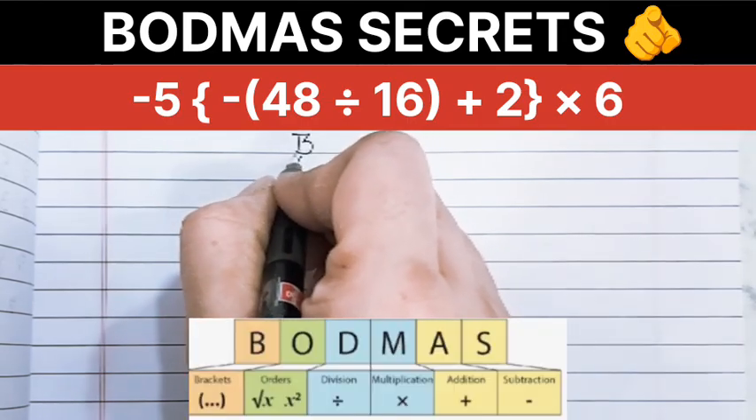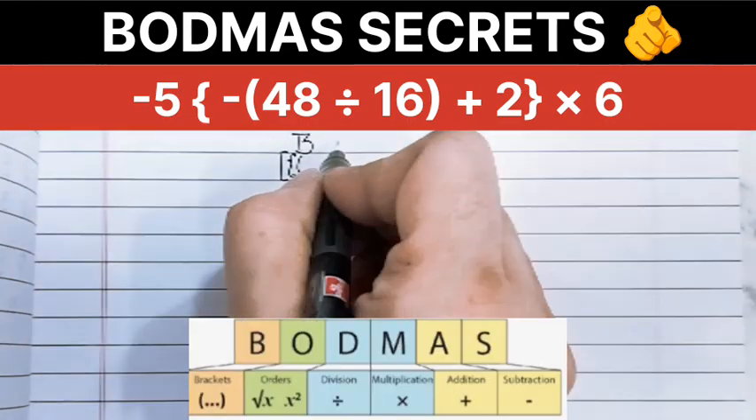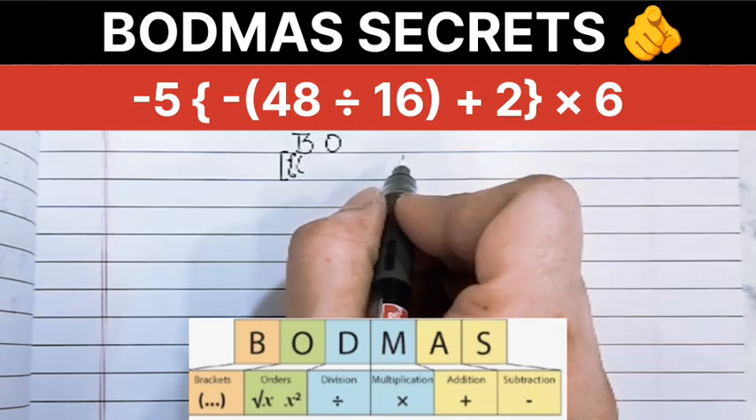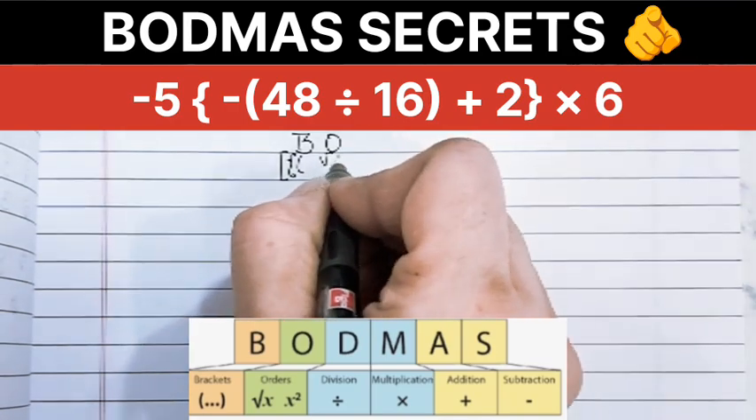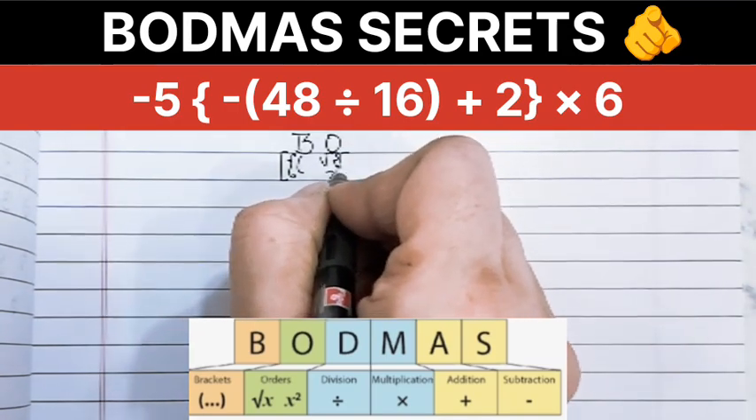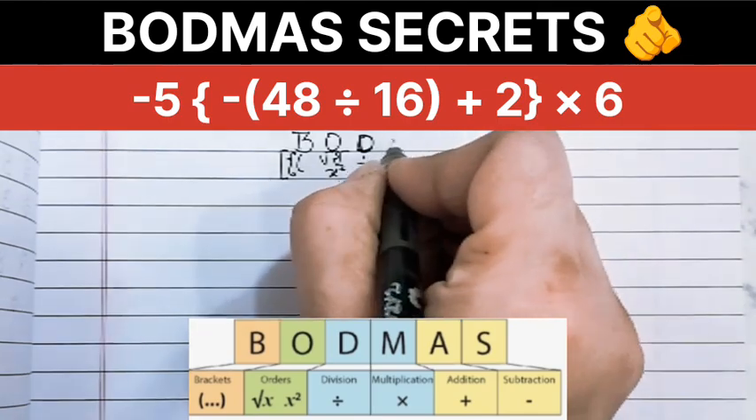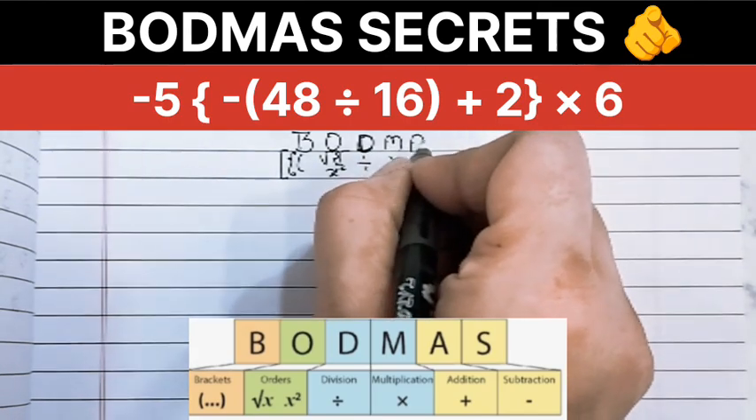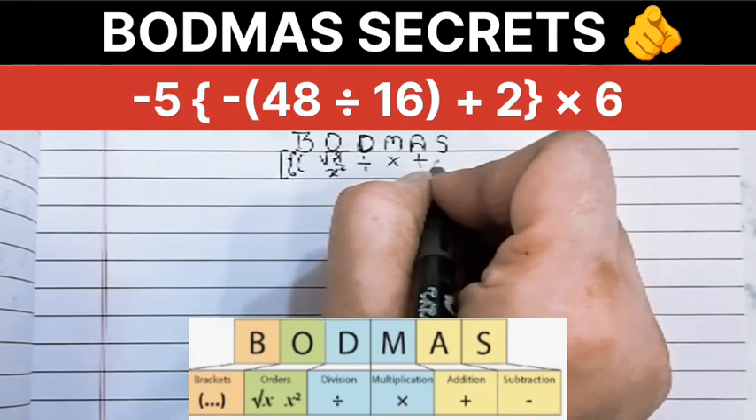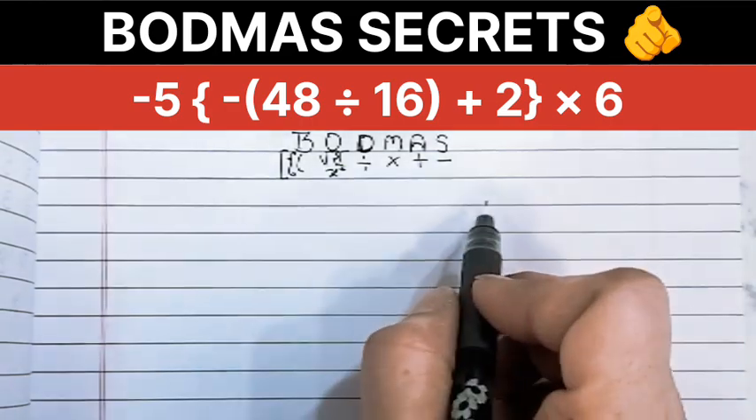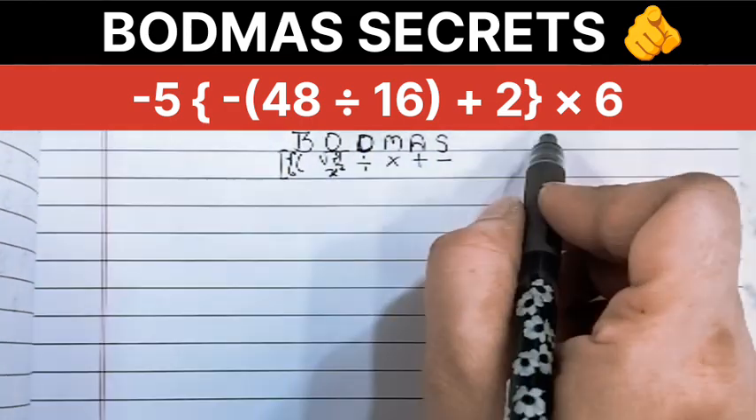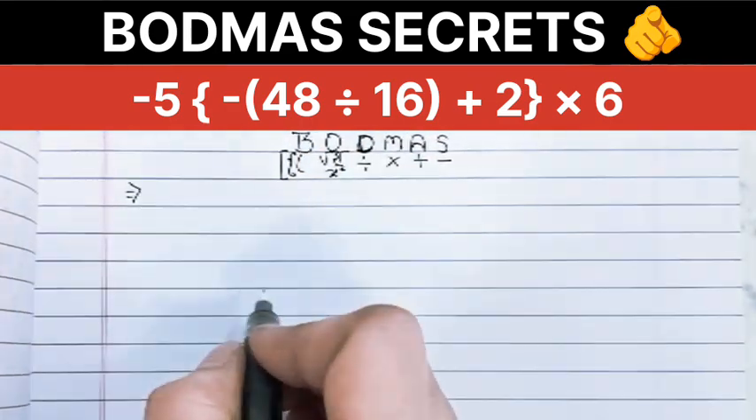B stands for bracket: small bracket, curly bracket, then square bracket. O stands for of, where we convert into multiplication, and also square roots, cube roots and exponents. D stands for division, M stands for multiplication, A stands for addition and S stands for subtraction. According to this BODMAS sequence, we'll break down this expression with a step-by-step solution.